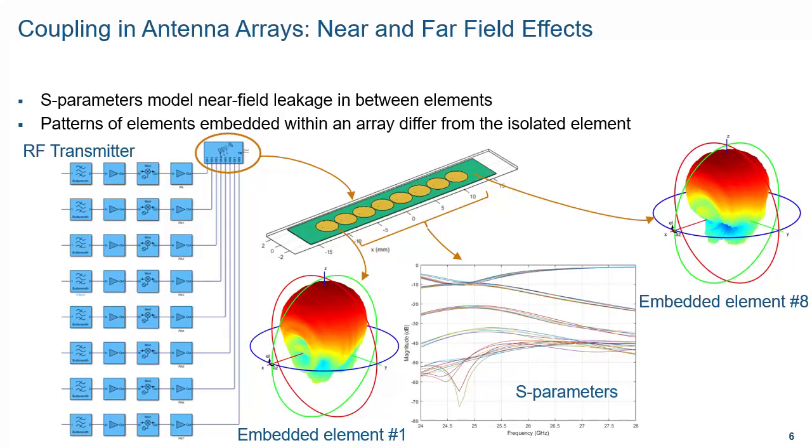So you see here the embedded element of the first and the 8th antenna are different. And you might wonder, why are they different? Because they should be symmetric. Well, in this case, the feed point for each of the antennas is not placed in the center of the circular patch. Hence, there is an asymmetry on the array.